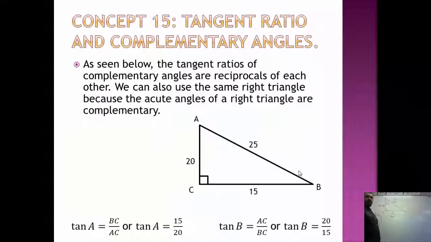And I think that's what I say here. As seen below, the tangent ratios of complementary angles are reciprocals of each other. We can also use the same right triangle because the acute angles of a right triangle are complementary. So I can use this angle and this angle here to represent complementary angles, and that's why the ratios are reversed: they're of the same triangle.